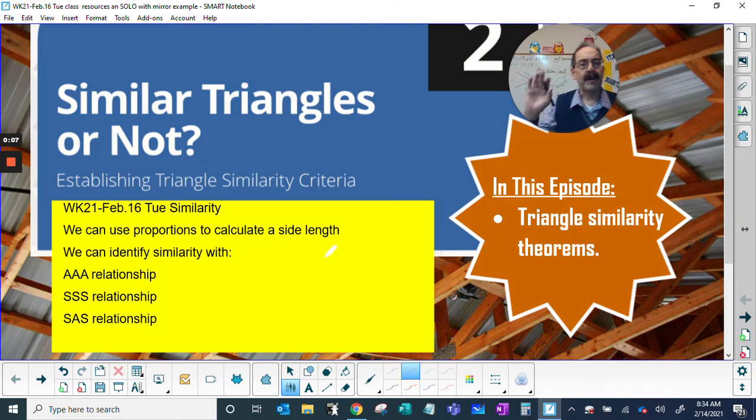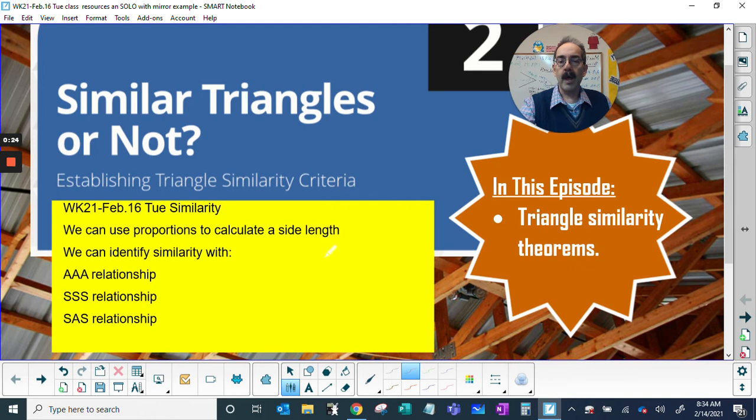Okay, welcome back everybody. We made it to week 21, and this will be our third of the real world math. And this week, it's about indirect measurements. Okay, so let's get started.